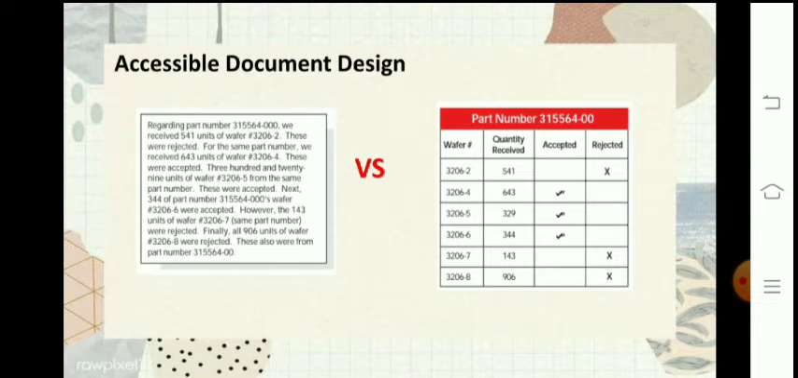The third, we have document design. So in order to make a good document design, using highlighting techniques such as tables, white space, bullets, headings, subheadings, and etc. is a good way of making it.